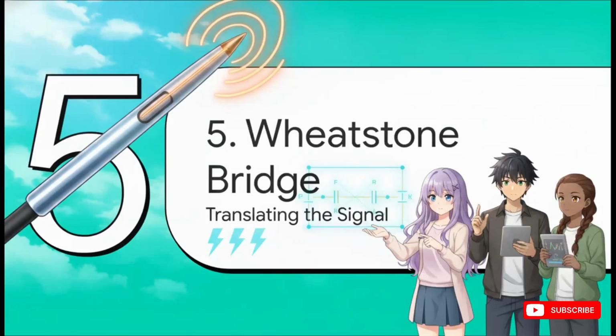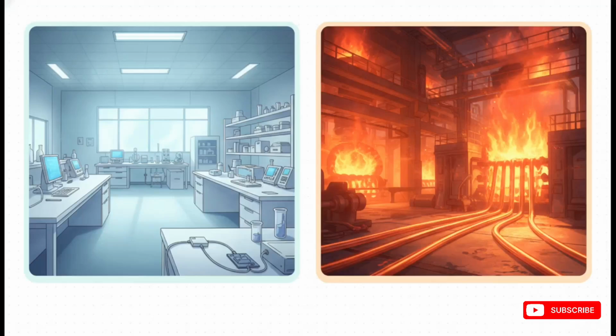Okay, Section 5, Wheatstone Bridge, translating the signal. So this is where the electrical engineering really takes over. Measuring temperature with a resistance thermometer entirely boils down to measuring electrical resistance. Now sure, a simple circuit might be totally fine in a perfectly temperature-controlled lab, but out on a factory floor, you've got these long copper lead wires running all the way from your sensor to your instrument, and they are fully exposed to fluctuating ambient heat. That ambient heat actually changes the resistance of the lead wires themselves, which, as you can guess, completely ruins your precise data. We desperately need a way to separate the wire's resistance from the sensor's resistance.